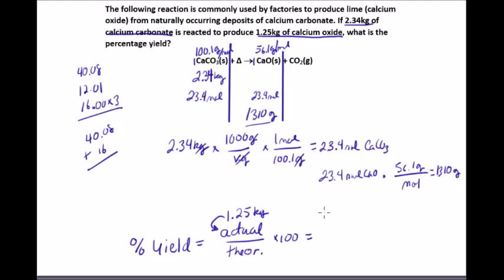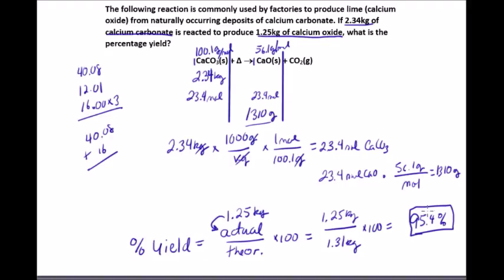And that's going to give me 1.25 kilograms over 1.31 kilograms times 100. And you just plug that in your calculator and you should get 95.4% as your percent yield. Okay, hopefully that made sense to you.